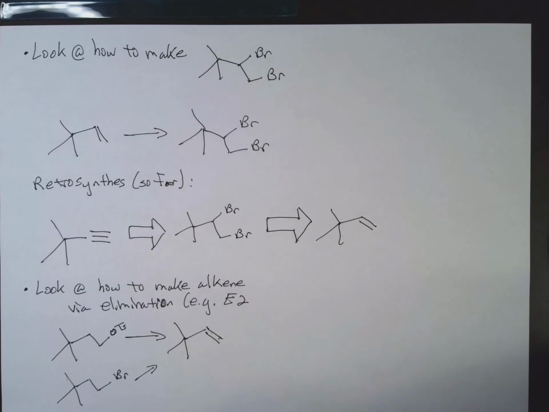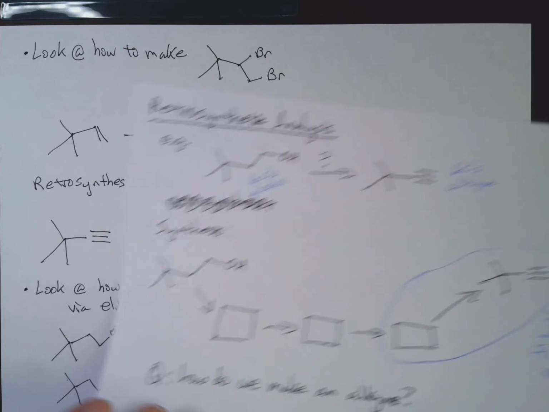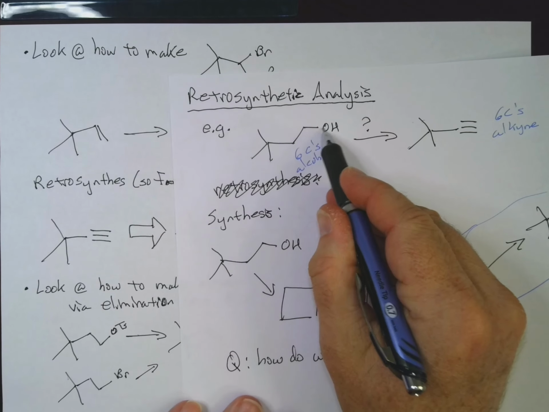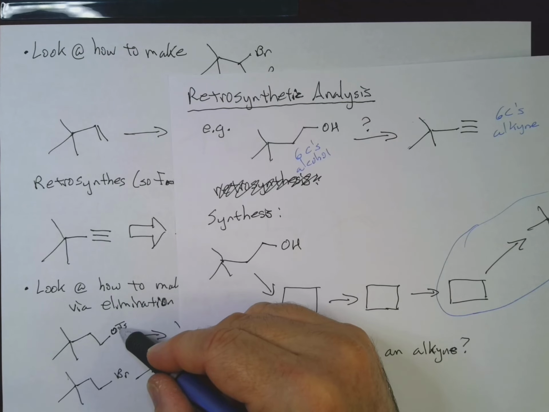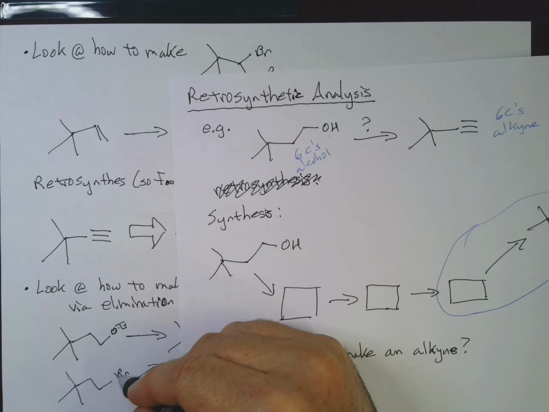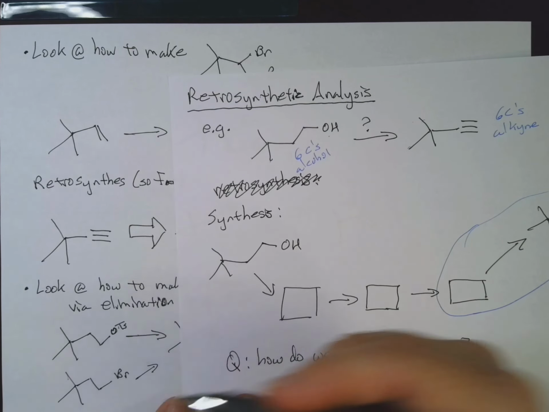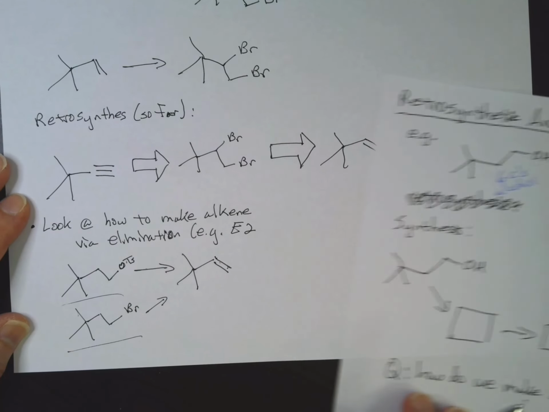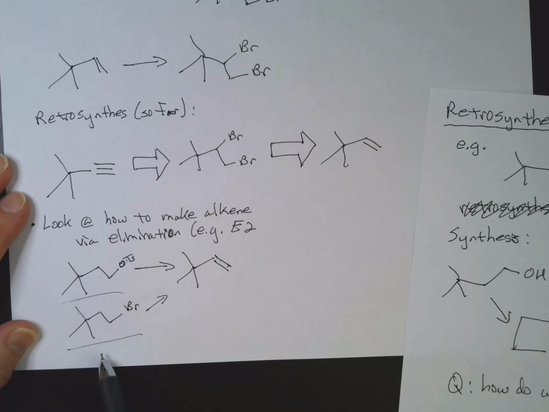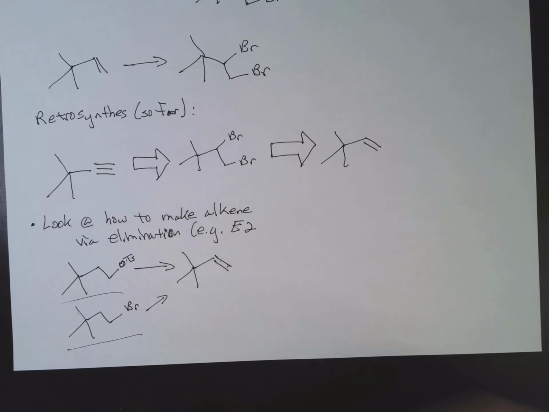Now, let's go back and take a look at our beginning here, we had an OH. So it's easy to go from an OH to a tosylate. We could also go from an OH to a bromine because we have ways of doing that as well. So I'll show you both of them. Either of these guys is going to work. So we'll take a look at how that will work.